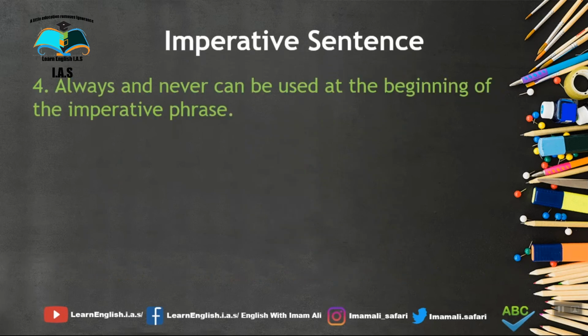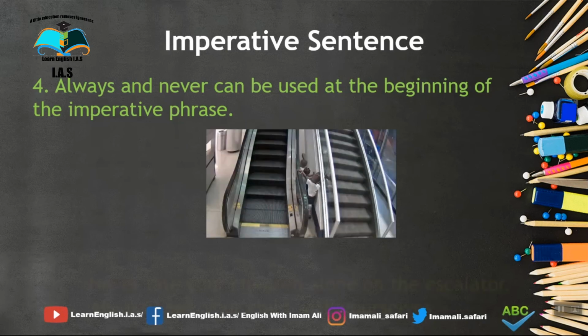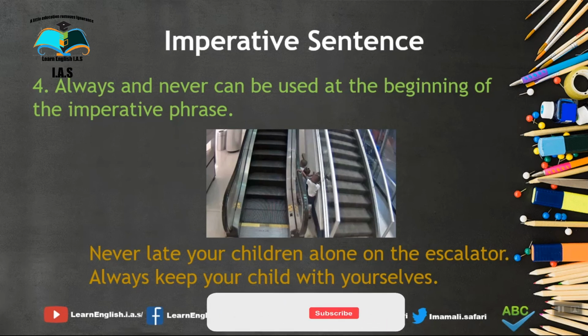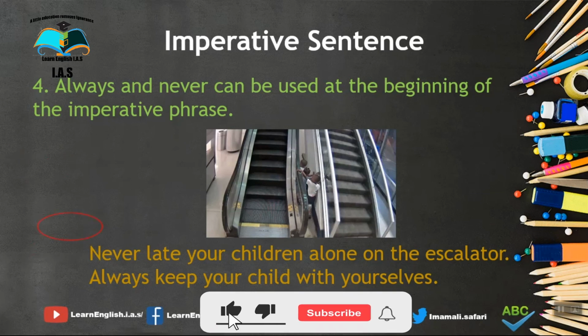Always and never can be used at the beginning of imperative phrases. For example, never let your children alone on the escalator, or always keep your child with yourself. In these two sentences, you can see that I used always and never at the beginning of the sentence. The first sentence I use never, and the second sentence I use always.